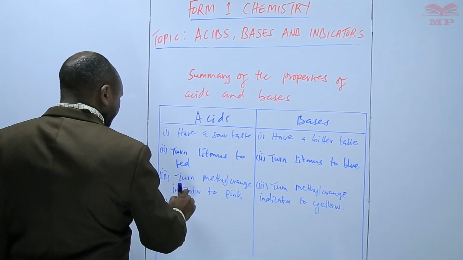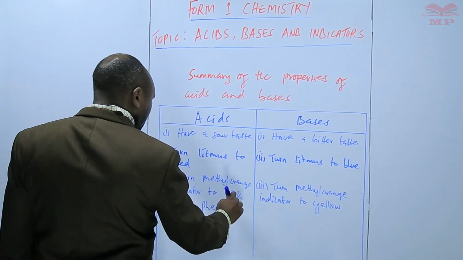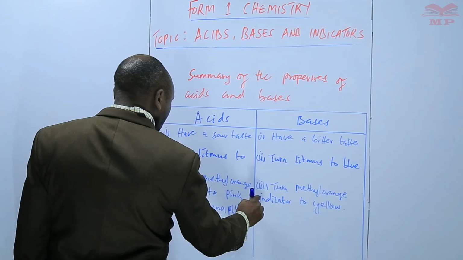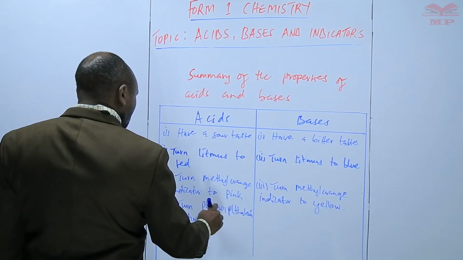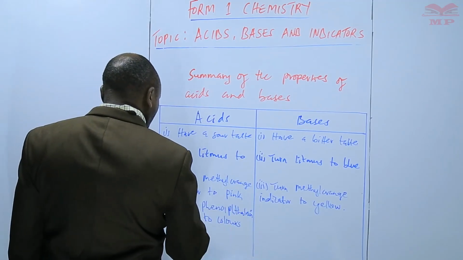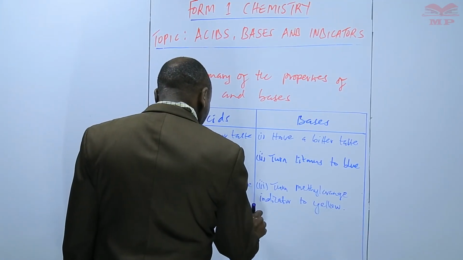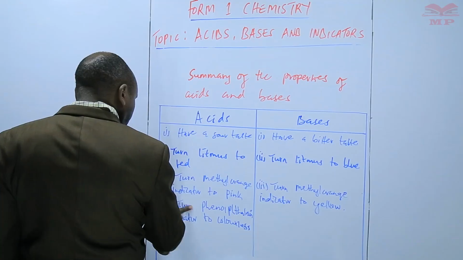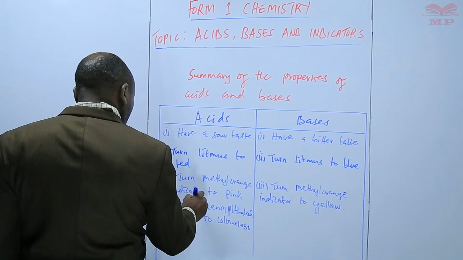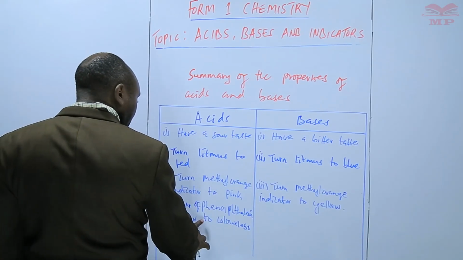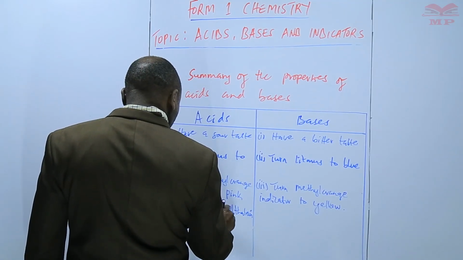Number four, acids turn phenolphthalein indicator to colorless, or you can say that the color of phenolphthalein indicator remains colorless.